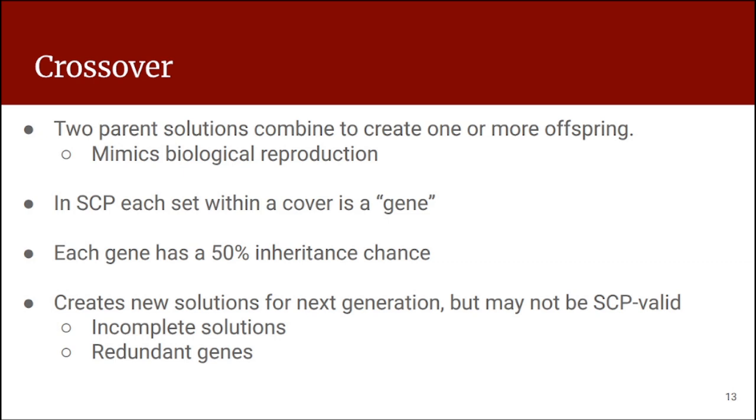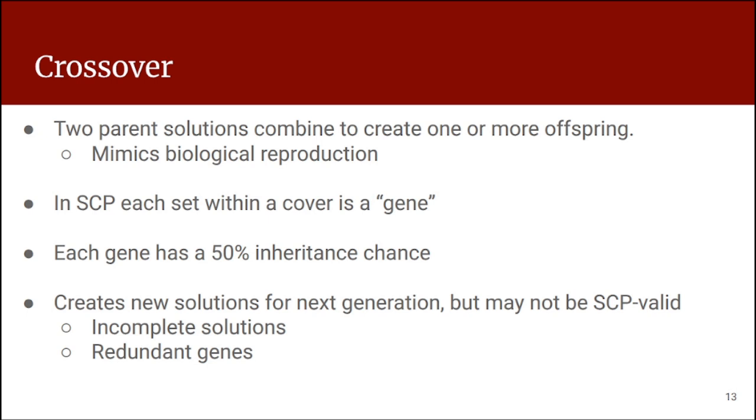Crossover is our baby making process. It mimics biological reproduction by combining the genes from two parents to produce offspring. Within the context of the SCP, a gene is a set in a given solution. So we take two parents, and each set has a 50% chance of being inherited from a parent. This will create new combinations that might yield better results.